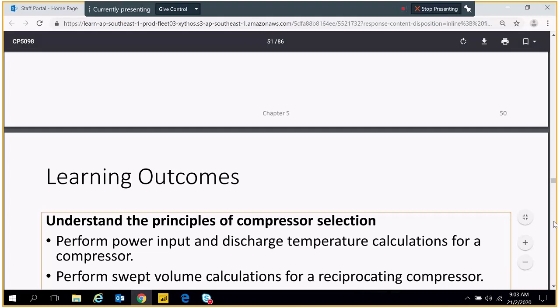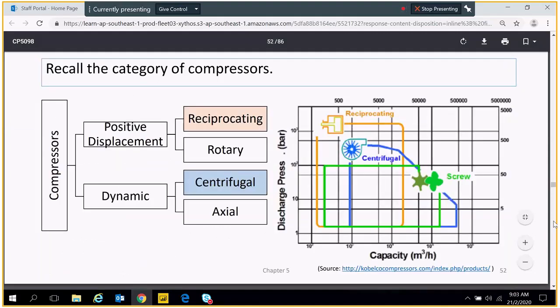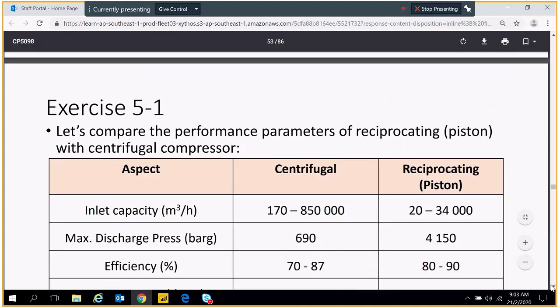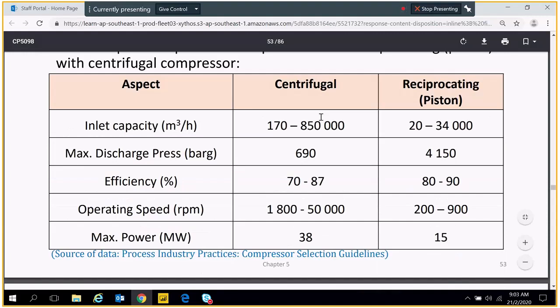Now we finished the pump, so we have to move more quickly. Compressor. All right, I don't want to repeat this. You can find this in your notes. Don't try to memorize the figure.